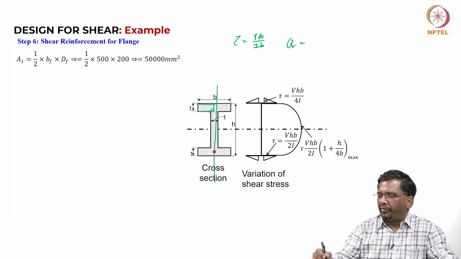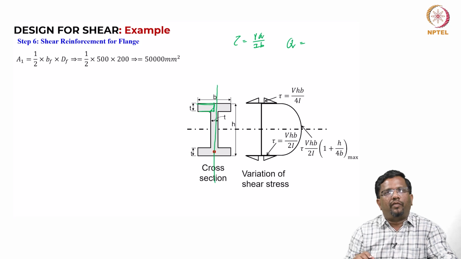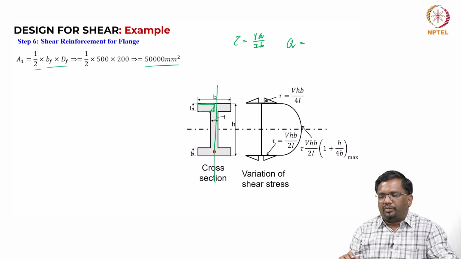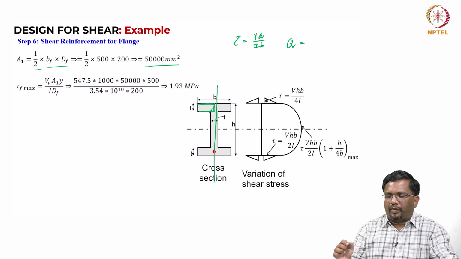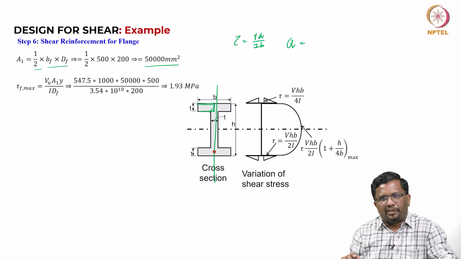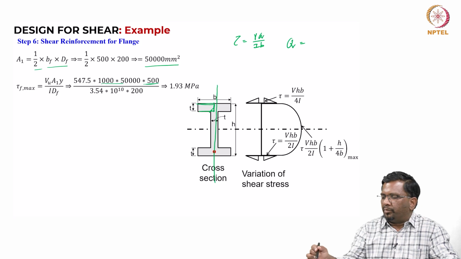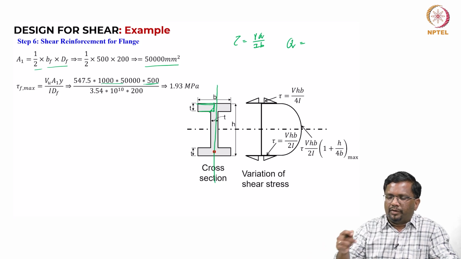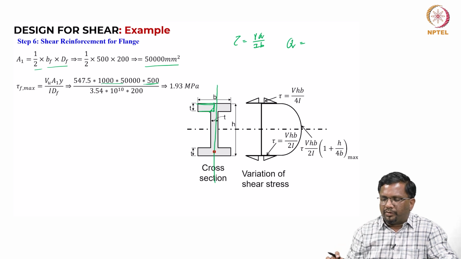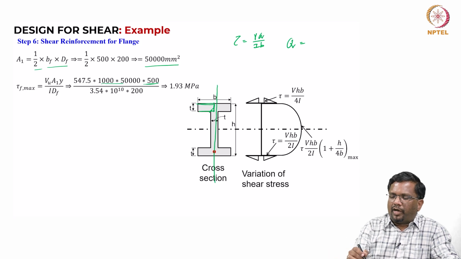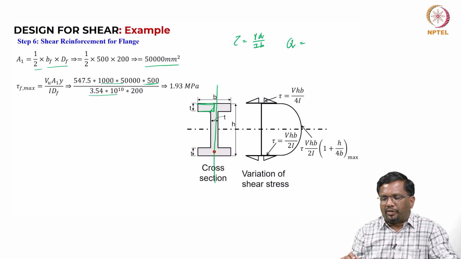So, Q will be for this half of the flange area, which is BF into DF by 2. So, that works out to be your area is this, and then the shear demand remains the same, 547.5 kilonewton, the area we have already calculated, right, and the moment of the area, basically from here to here, is going to be A1 into dy, which is basically equal to 500 millimeter, and now I, the moment of inertia, is 3.54 into 10 to the power of 10.